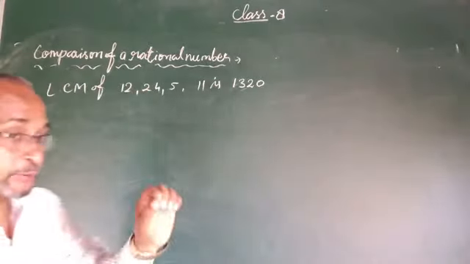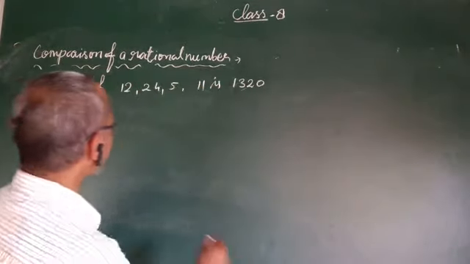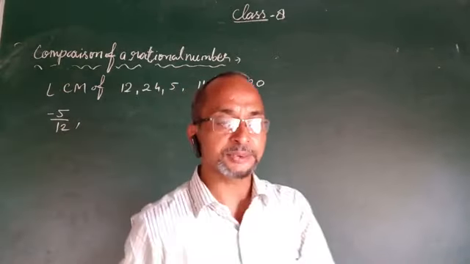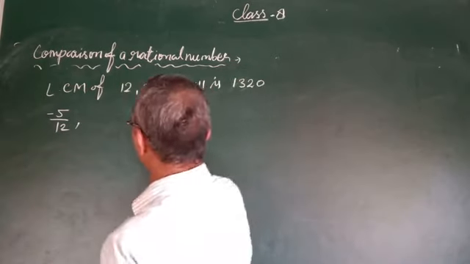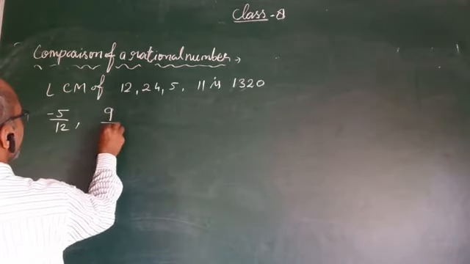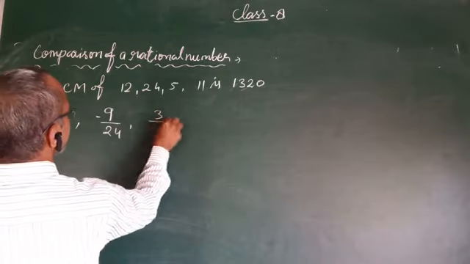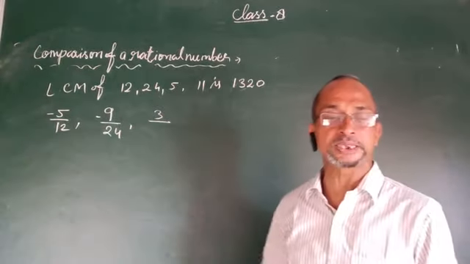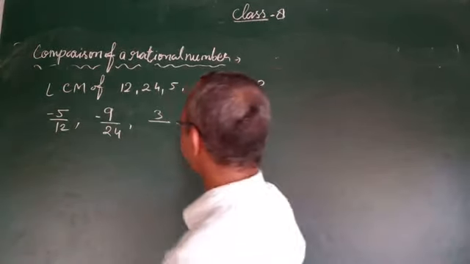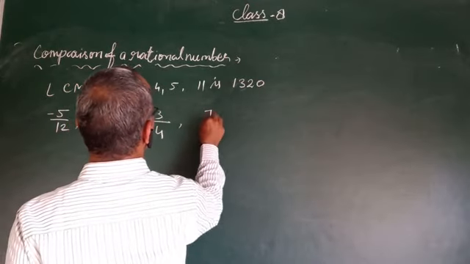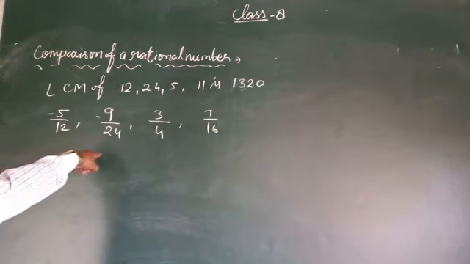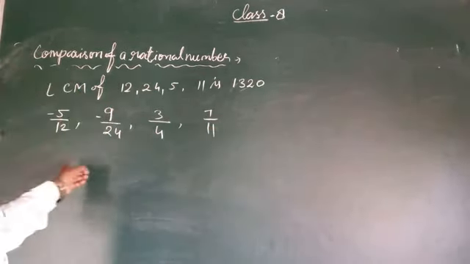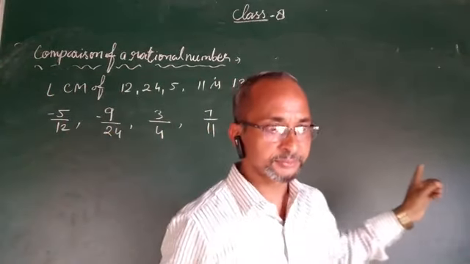After this, what are your fractions? First you see here minus 5 by 12. Second fraction, minus 9 by 24. Third, minus 3 by 4, and 7 by 16. So 12, 24, 4, 16, 11. These denominators you have to find.